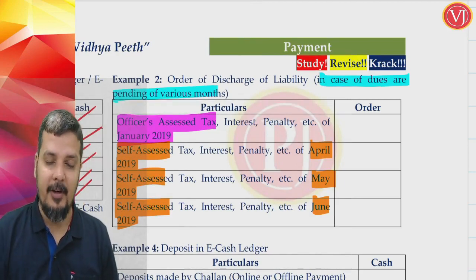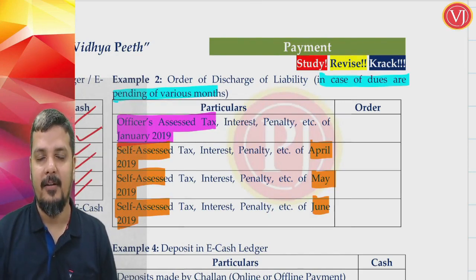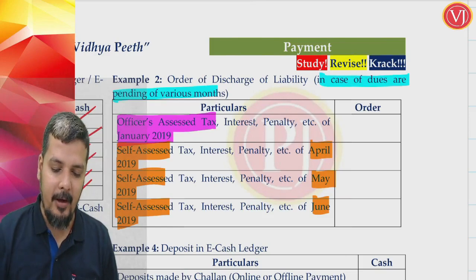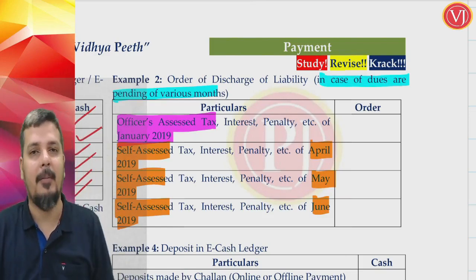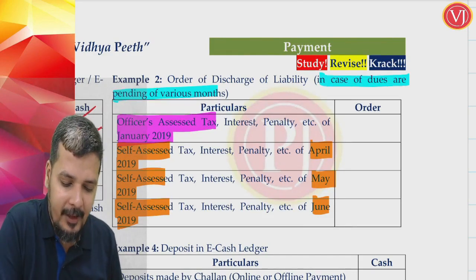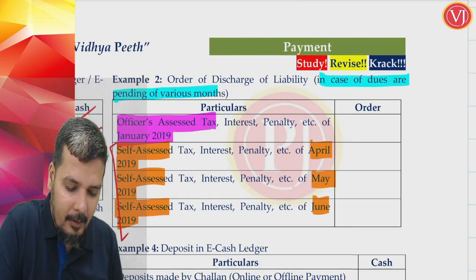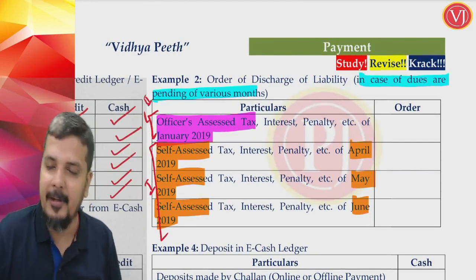So that is one liability of Jan 19, other is of April, May, June 2019. Now first understand that your priority will always be first to close your own assessed liability, then to close your officer assessed liability. So first you are going to close your own assessed liability. So preference will always be to your self-assessed liability, then to your officer assessed liability.